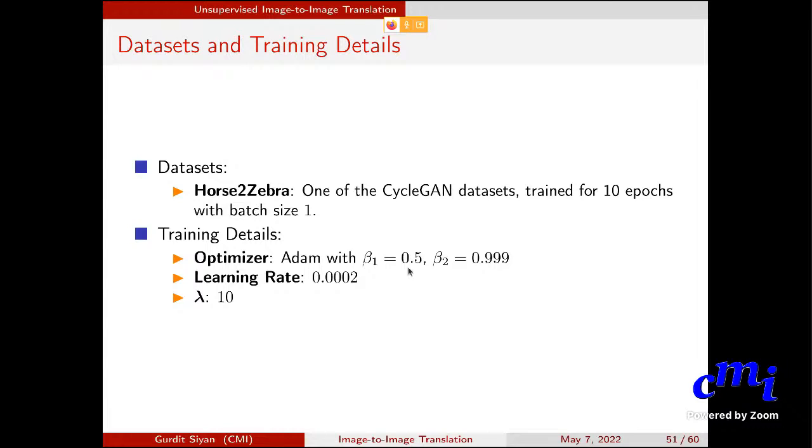Sorry, how many images did you use to train the horse to zebra? I think that was about 1,000 images. Sorry, I did not mention that here. I think 1,300 and 1,000 for X and Y, and about 400, I think, validation images. That was about it, I think.